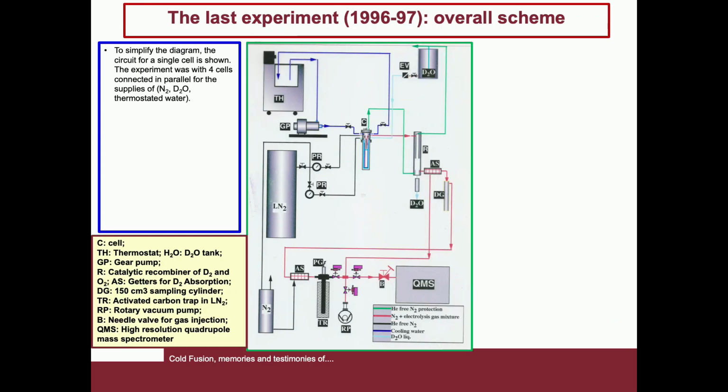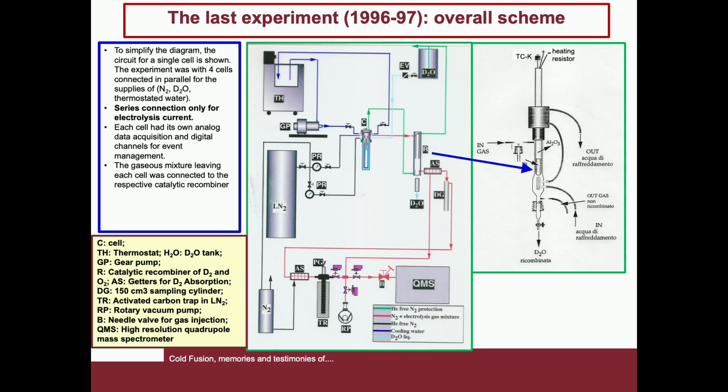The last experiment, the overall scheme. To simplify the diagram, the circuit for a single cell is shown. The experiment was with 4 cells connected in parallel for the supplies of nitrogen, heavy water, and the thermostated water. The series connection only for electrolysis current. Each cell had its own analog data acquisition and the digital channels for the event management.